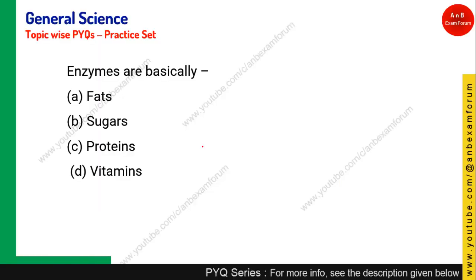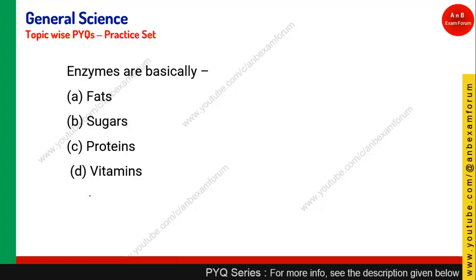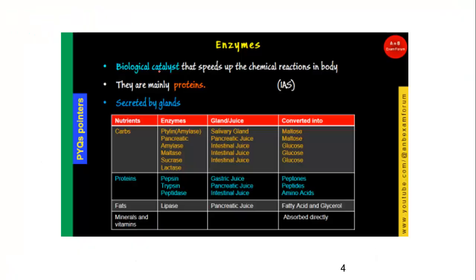So the first question: enzymes are basically what? Fats, sugar, proteins or vitamins? A very simple one but very important one. Those who have given option C, proteins, they are right. Enzymes are basically made up of protein. We have read about enzymes in our theory class, where we discussed that enzymes are biological catalysts that speed up chemical reactions in the body. These are proteins basically, and these are secreted by glands.